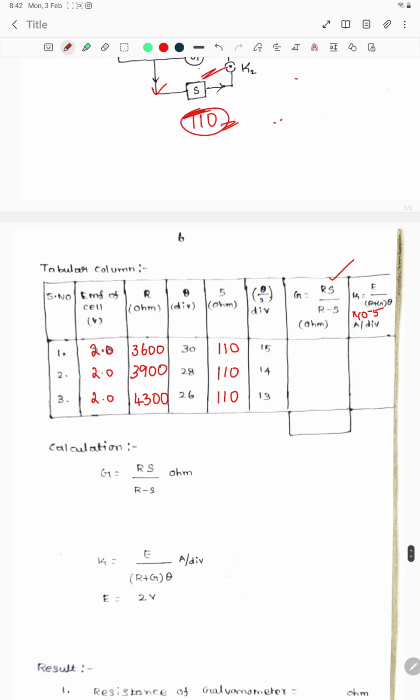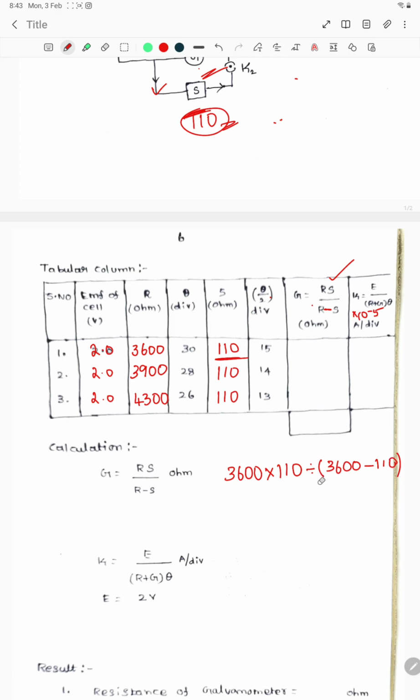Now you have to calculate this RS by R minus S. When you calculate this RS by R minus S in a calculator, what you have to do is type in 3600 into, okay, what is this shunt value? 110. And then you will divide, isn't it? So you will open a bracket, because here you have subtraction. Because you are subtracting two values, you open up a bracket, then 3600 minus 110. When you do this calculation, you will get the answer.